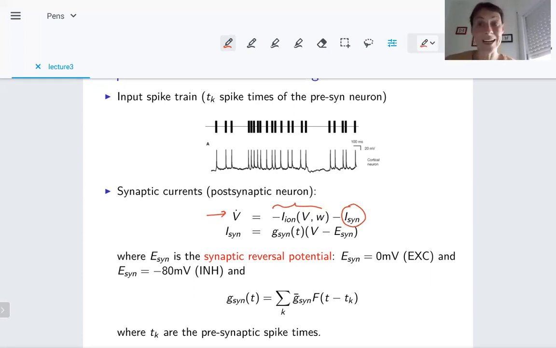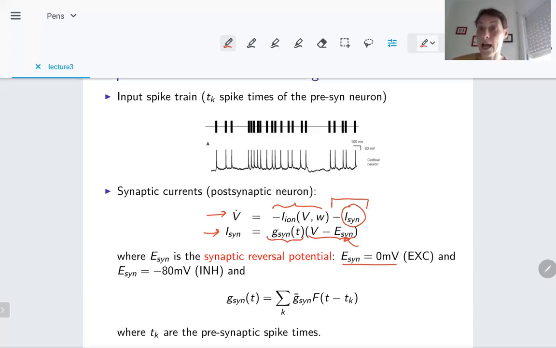So how are we going to model this current? Well, in the same way as we model the ionic currents for the generation of an action potential, using Ohm's law. So this is going to be a conductance times the voltage. Notice that this term here is the synaptic reversal potential, and this is going to determine basically the sign of the synaptic current. For excitatory synapses, we are going to choose the synaptic reversal potential equal to 0. And then this current is going to be negative. So with the negative sign in front, this is going to be positive.